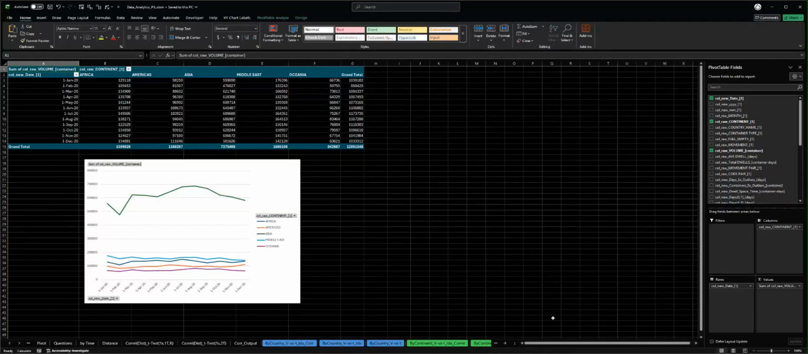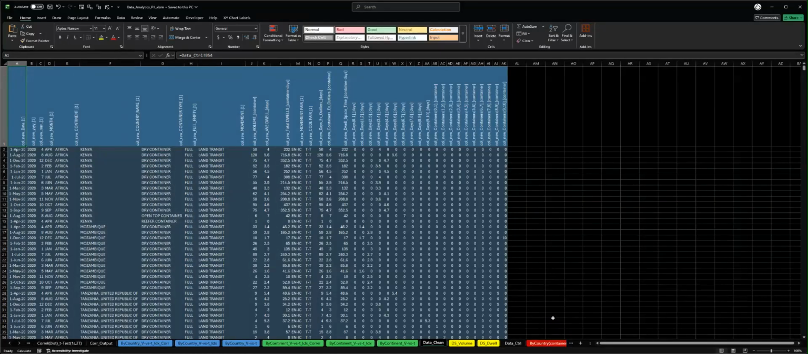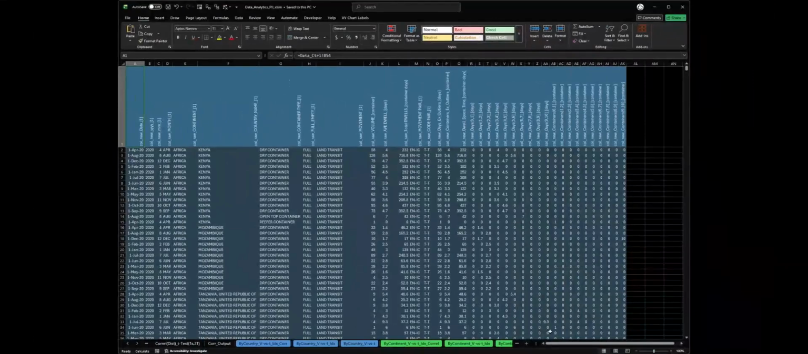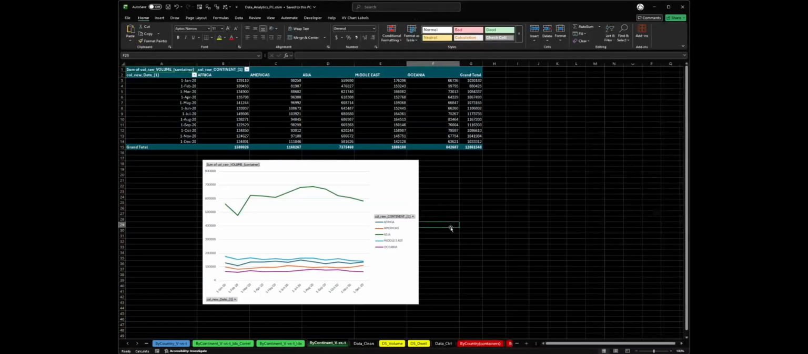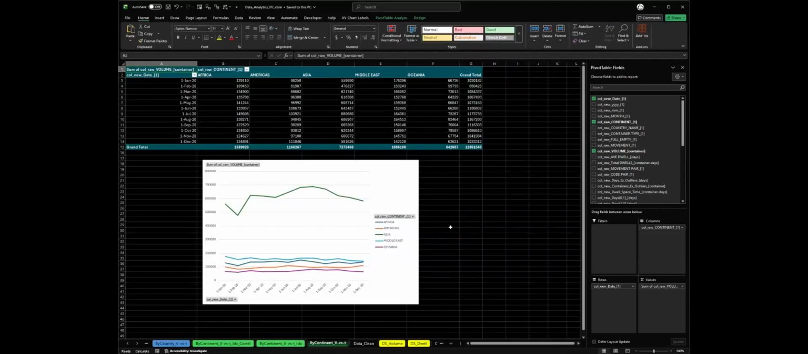Hey guys, so I'm looking at the data again in Excel. What we did before, this is the data clean sheet, which you can use for Power BI or do any kind of analysis. So what I did in the last video was to look at the pivot table time series across time for volume and split by continents, right?